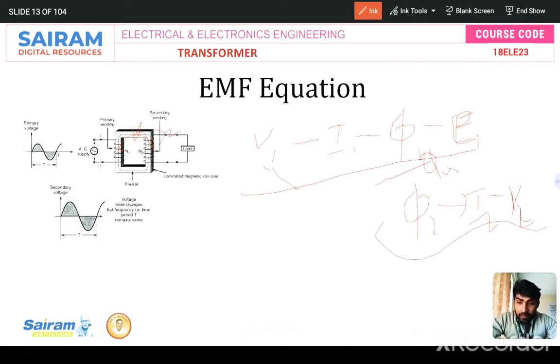You can explain it like this. There is a primary winding having number of turns N1, input voltage V1, input current I1 and flux produced phi 1. Due to mutual interaction between phi 1 and phi 2, there is a mutual flux phi m, okay, mutual flux phi m. Due to that, EMF is induced in the secondary side, that is V2.